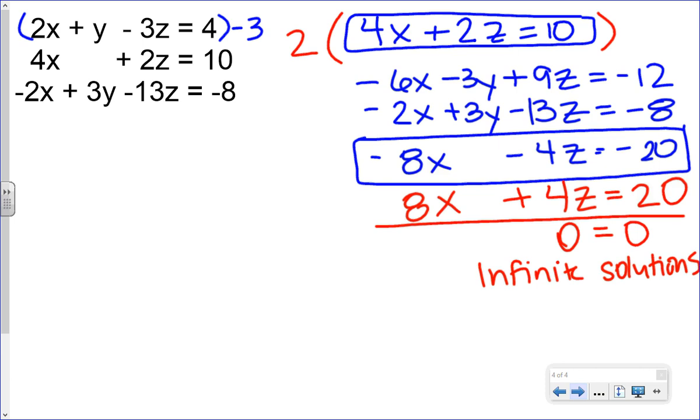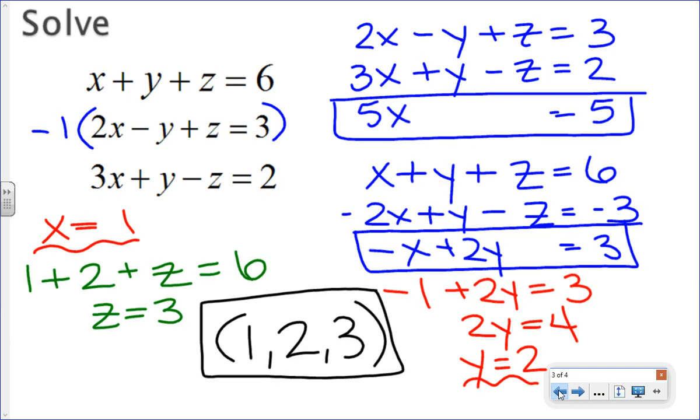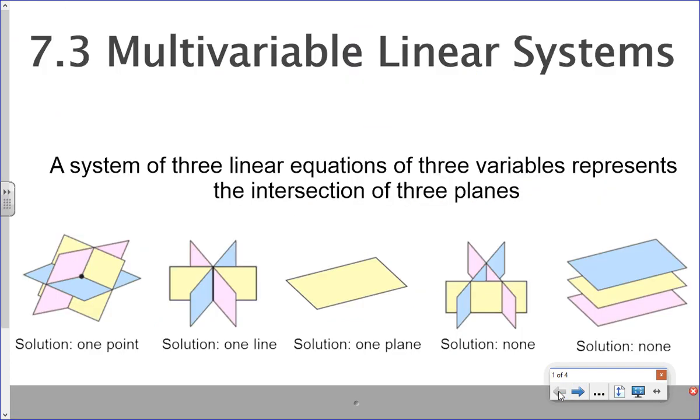Okay, now here's the deal. In a 3-variable system, you can't just say infinite solutions, because we have 2 different things that could be happening. These 3 planes could be intersecting at a line, or they could all be the same plane. If they're all intersecting at one line, we need to describe that line.